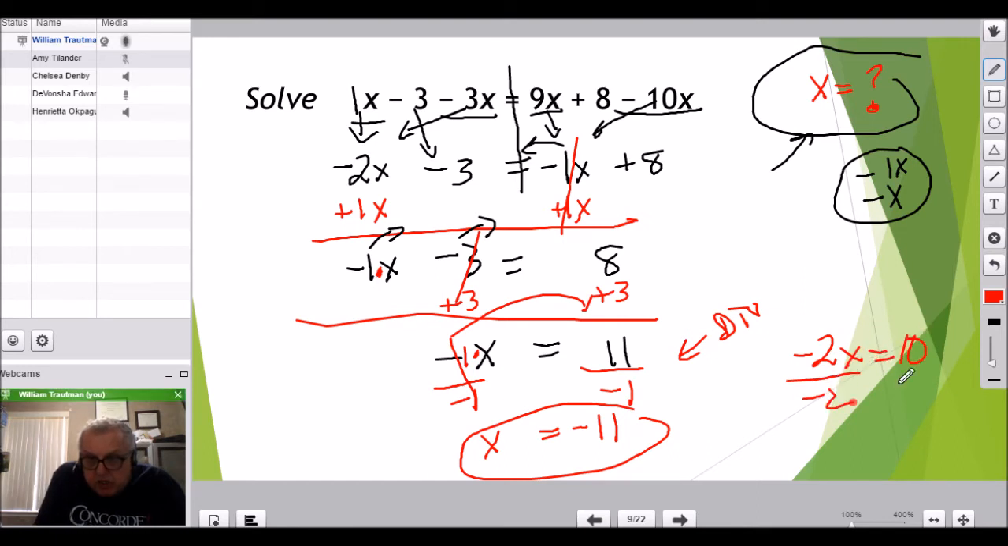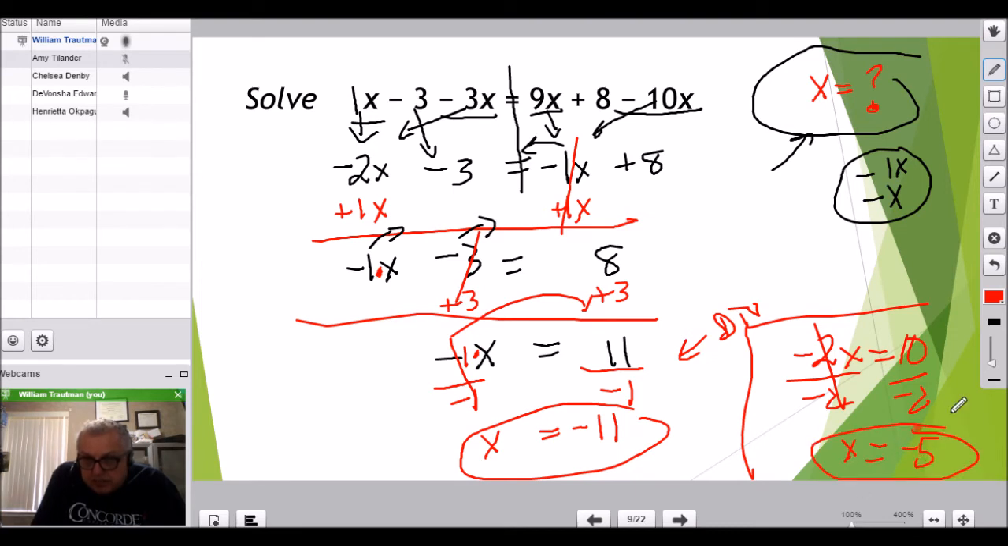Divide by a negative 2. Divide by a negative 2. Negative 2 divided by negative 2 is a positive 1. 10 divided by negative 2 is a negative 5. Yes. Yes. Yes, go ahead.